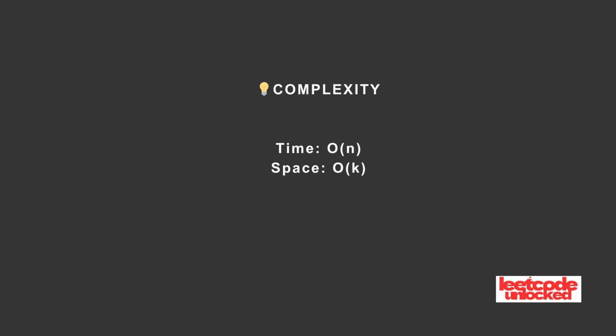Time complexity: O(n), each character is processed at most twice. Space complexity: O(k), the hash map stores at most k characters.